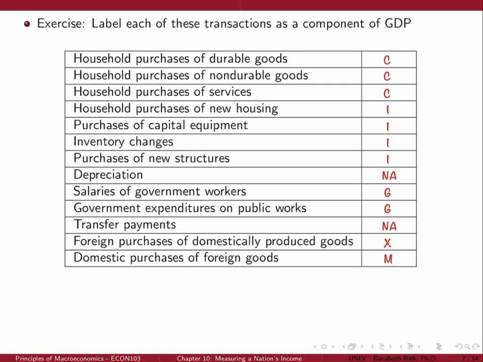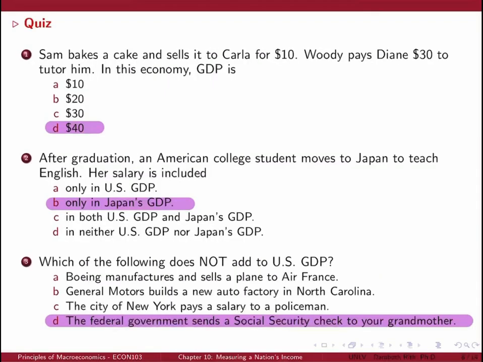By categorizing these activities, you can see how different types of expenditures contribute to the calculation of GDP. Remember, understanding these components helps in grasping how the overall economy performs and how different sectors interact within it. Let's test our understanding with a few quiz questions.